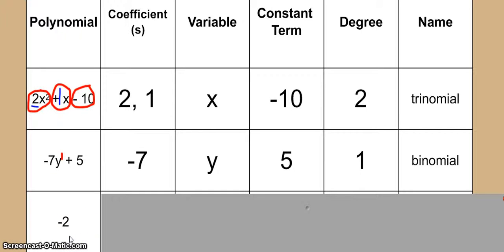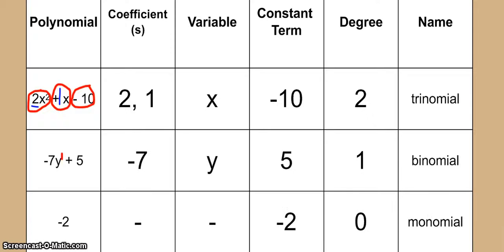The final polynomial is just one term, called a monomial. It isn't attached to a variable, so it isn't a coefficient, doesn't have a variable. The -2 stands alone. It is the constant term. The degree of this polynomial is 0. Since there is no variable, there is no exponent on the variable, so the degree is 0. So remember, 3-term polynomials are called trinomials, 2-term polynomials are called binomials, and a 1-term polynomial is called a monomial.